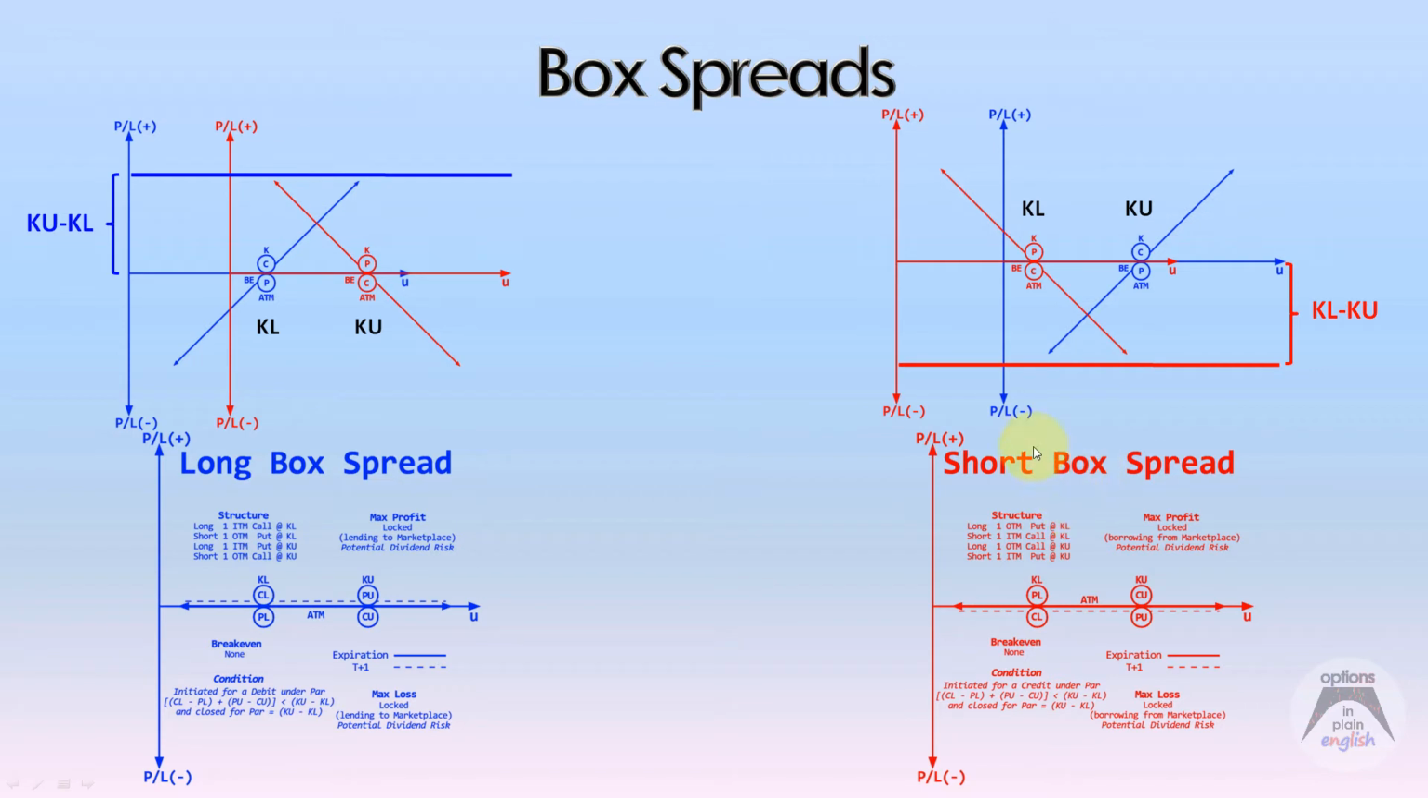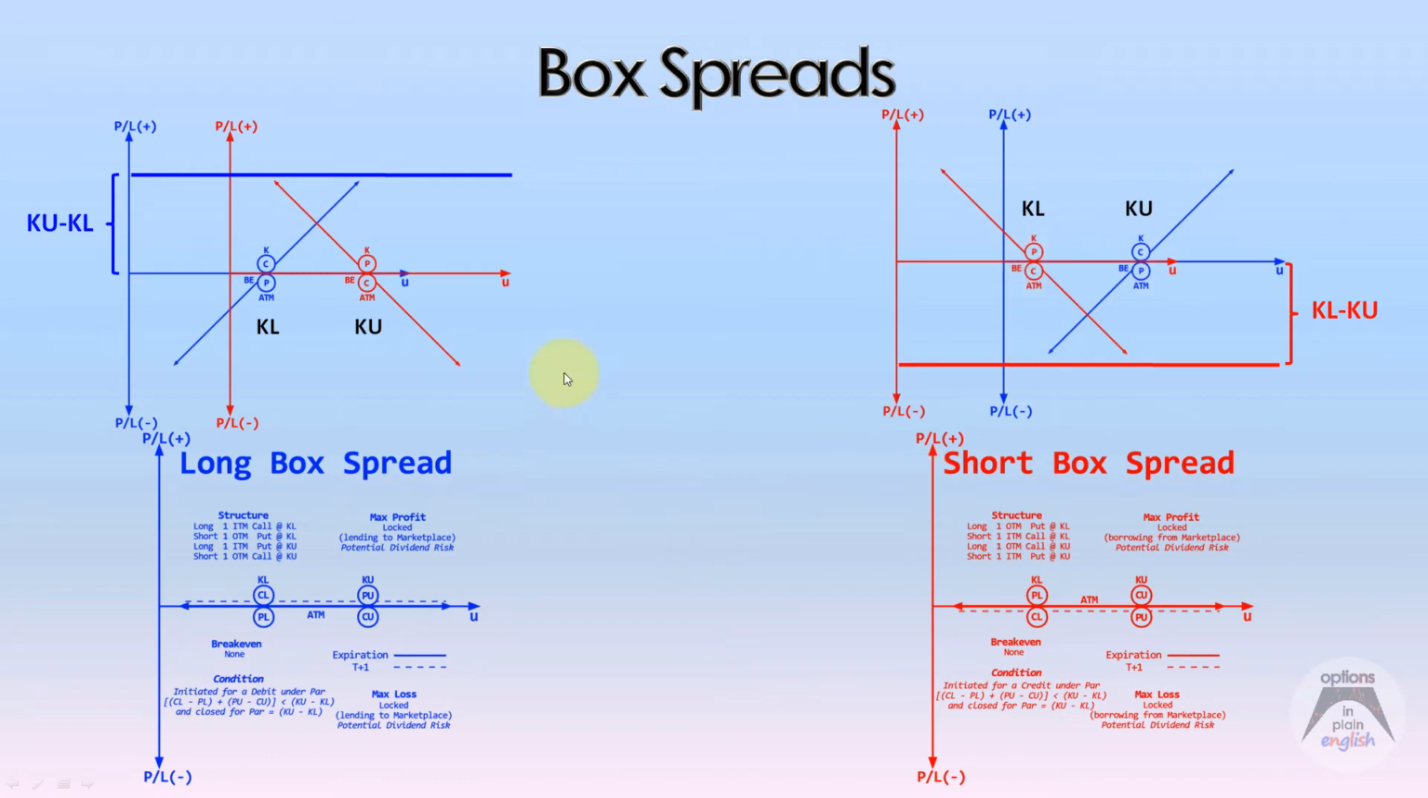So this is how it works. A box is just a position that doesn't depend on the underlying price, but it depends on its internal components, which is what we're going to talk about in just a little bit. If you can hold all the components to expiration, you know for sure the value at expiration is going to be the difference between strike prices.